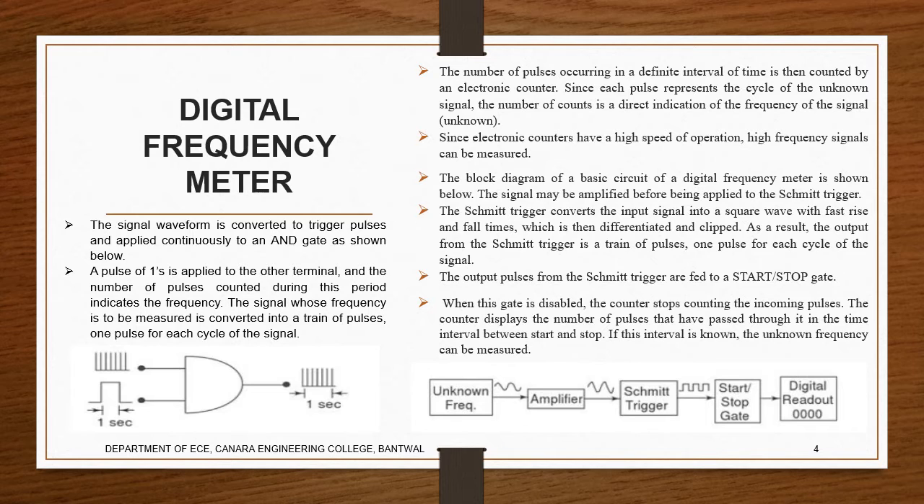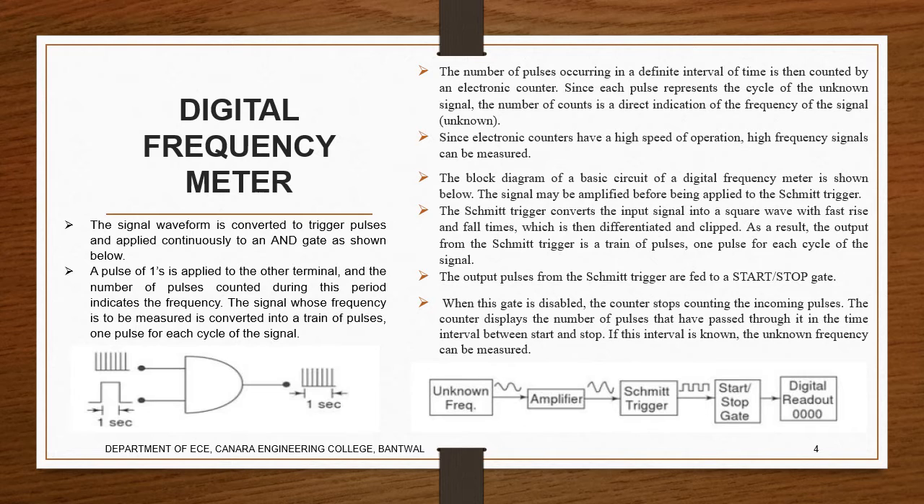So below there is one block diagram where we give an unknown frequency which is multiplied. In general we say amplification. And what is that amplification? If a signal is given and we are just multiplying it. Sometimes the amplifier has an inbuilt attenuator to remove all the unwanted signals. So that signal will be multiplied by 1 or 2 or 3 or something, amplified, and we are giving it to this Schmitt trigger.